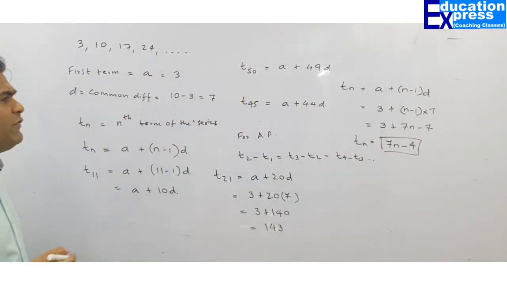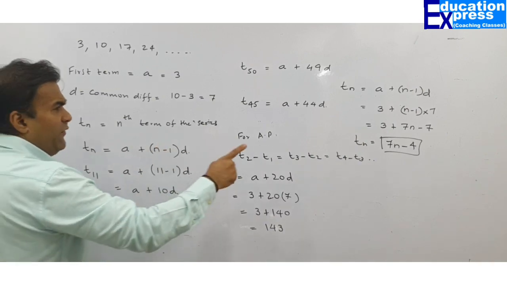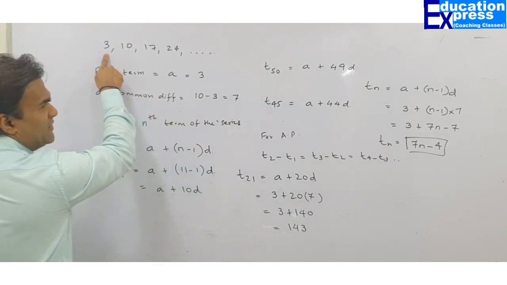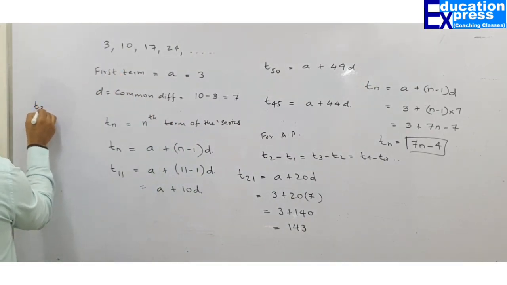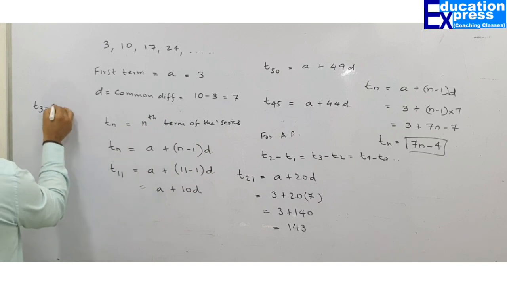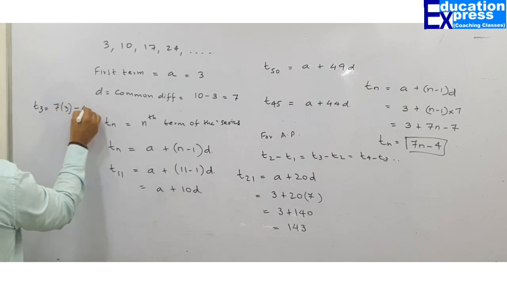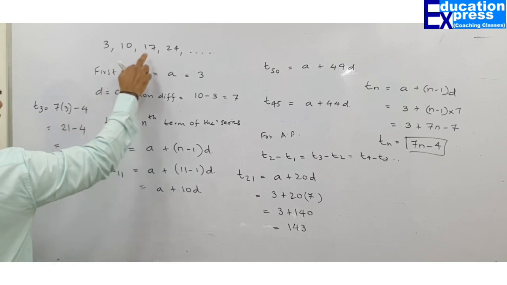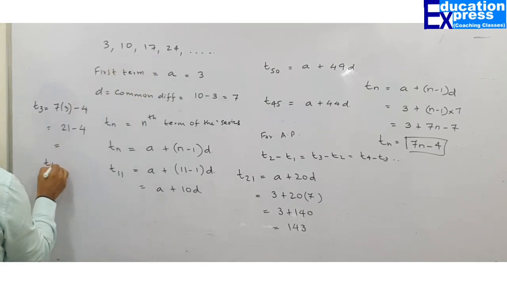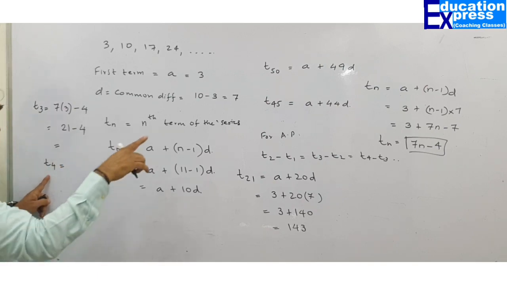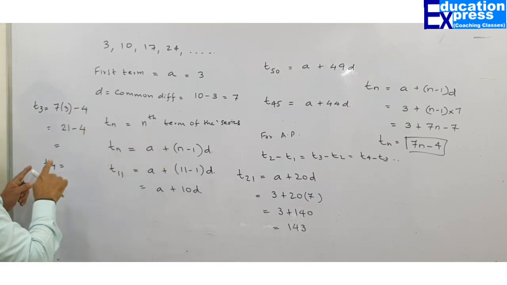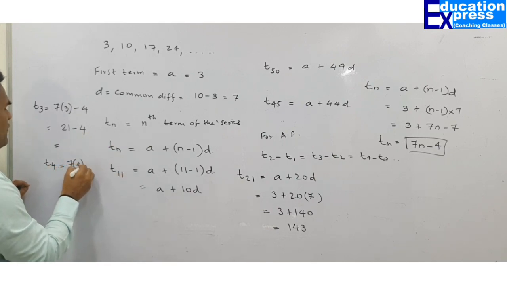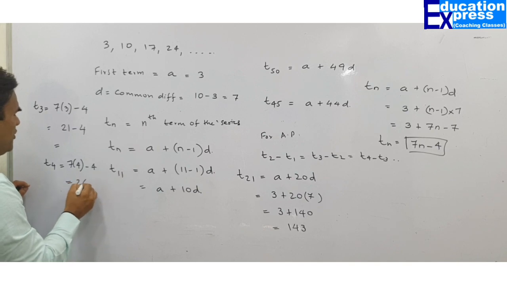Now supposing you want to verify, if you put n as 1, so 7 minus 4, you get the first term. Supposing you want to find out the third term, so in the same formula, 7 into 3 minus 4, 7 3s are 21, 21 minus 4, automatically you will get 17. Supposing you are interested in finding out the fourth term, in place of n, substitute n equals 4. 7 4s are 28 minus 4. That's going to be 24.